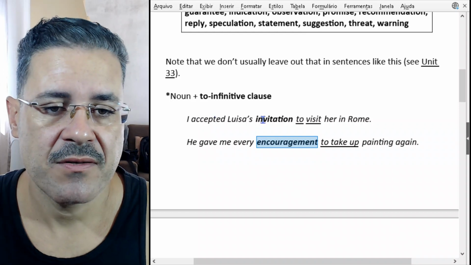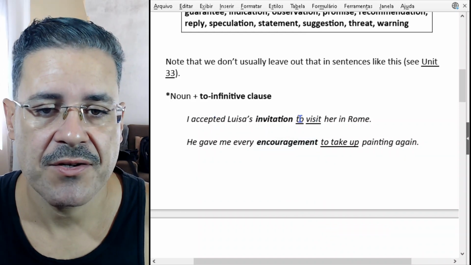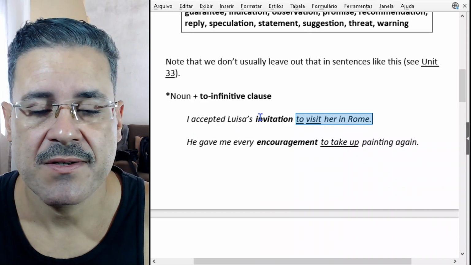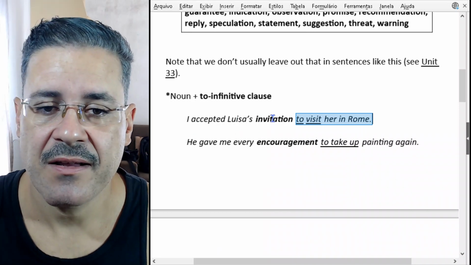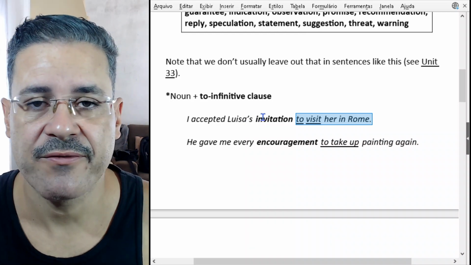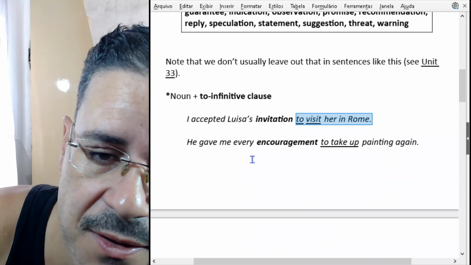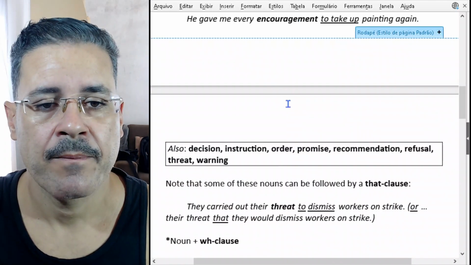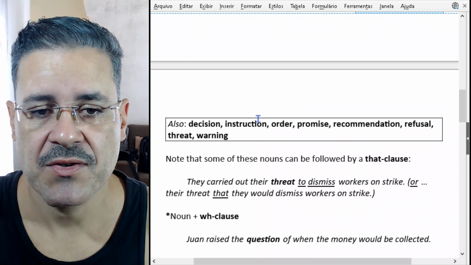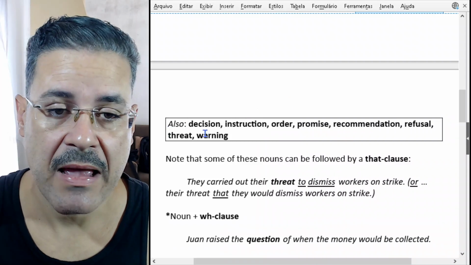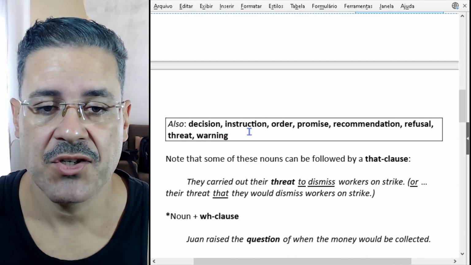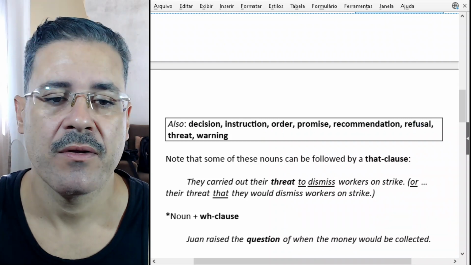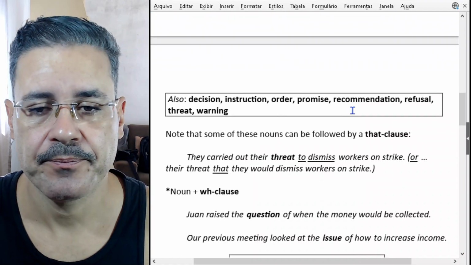Or in the previous example, I accepted Louisa's invitation to visit her in Rome. Invitation is a noun that comes from the verb to invite. Okay, moving on. We can use that pattern with the nouns decision, instruction, order, promise, recommendation, refusal, threat, and warning.